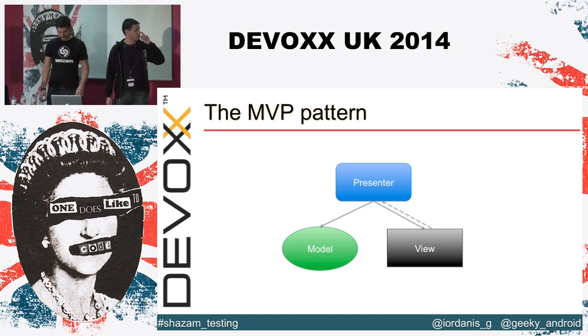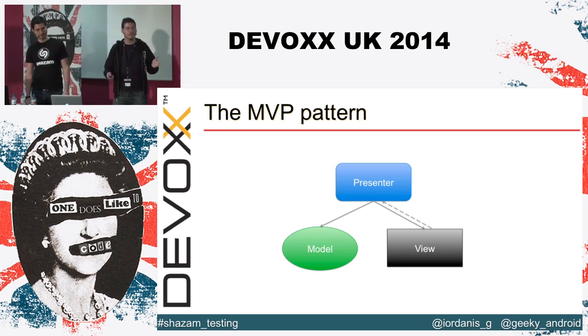The presenter is supposed to coordinate these two bits, the view and the model. It should react to events from the view. It should then use the model to perform tasks and then take data from the model and present them back to the view.